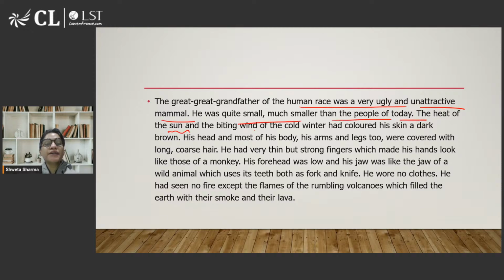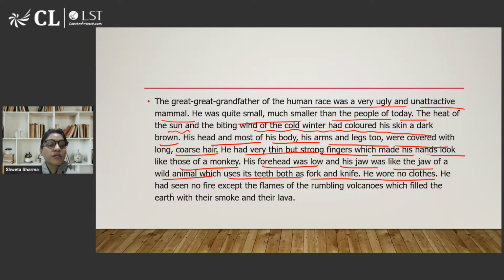Heat of the sun and biting wind of the cold winter had colored his skin a dark brown. His head and most of his body, his arms and legs too, were covered with long coarse hair. He had very thin but strong fingers, which made his hands look like those of a monkey. His forehead was low, and his jaw was like the jaw of a wild animal, which uses teeth both as fork and knife. He wore no clothes. He had seen no fire except the flames of the rumbling volcanoes. All he could see was the rumbling volcanoes, which filled the earth with smoke and lava.